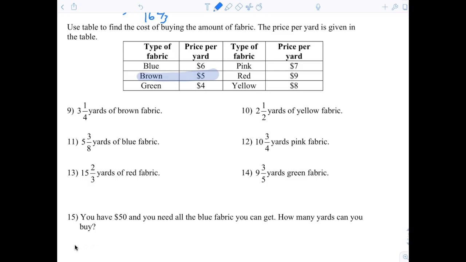Well, you don't have a calculator, right? Tell me, what do I do? I did 3 1/4 times 5. Yes, that's all I'm asking. Tell me what that is. 16 1/4. Now listen to me, guys. 16 1/4. We're talking about money, right? So it means $16.25. We don't use fractions with money.